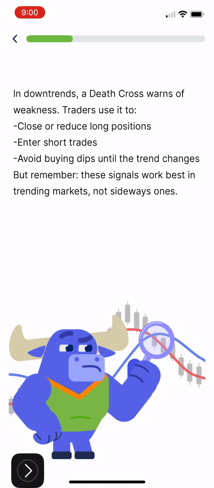In downtrends, a death cross warns of weakness. Traders use it to close or reduce long positions, enter short trades, and avoid buying dips until the trend changes. But remember, these signals work best in trending markets, not sideways ones.